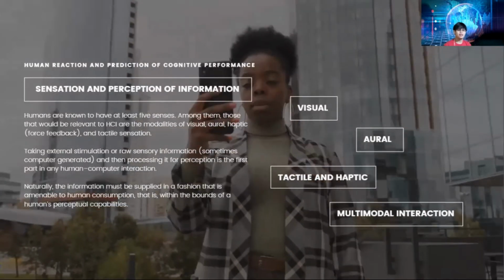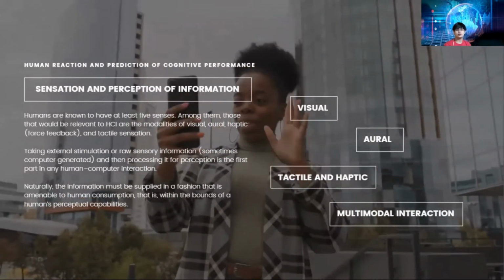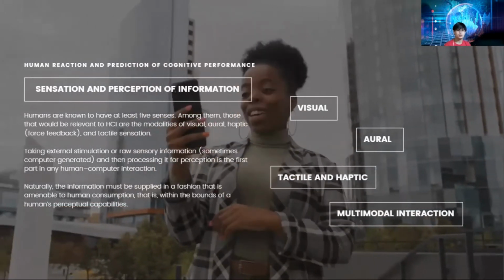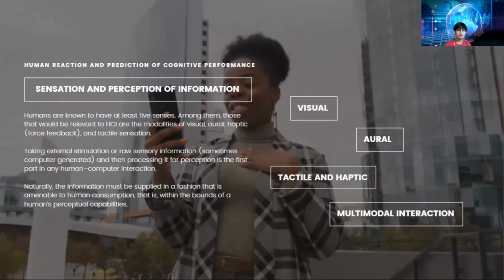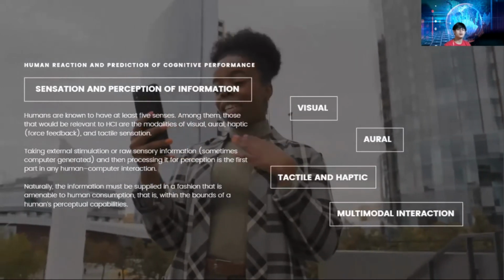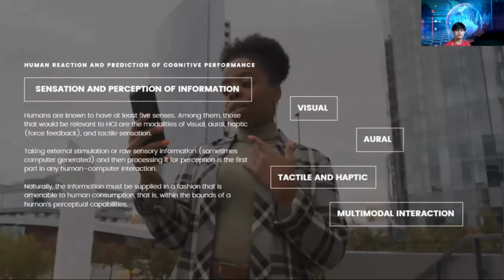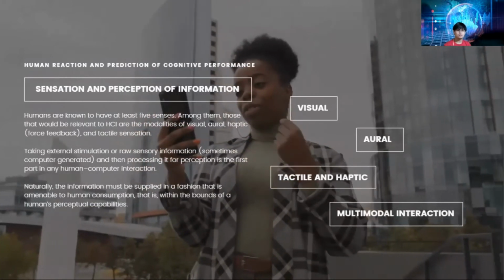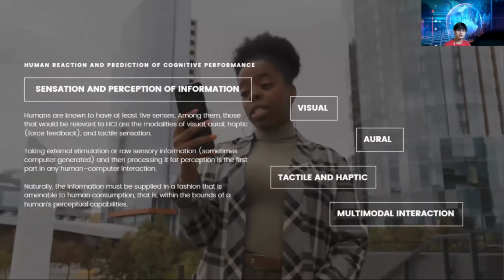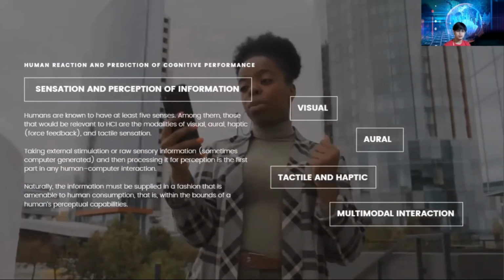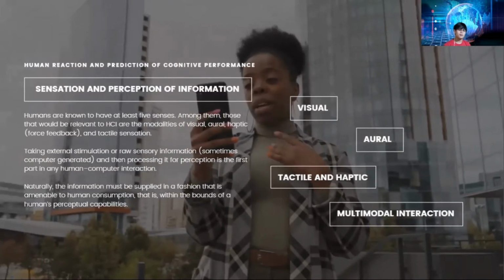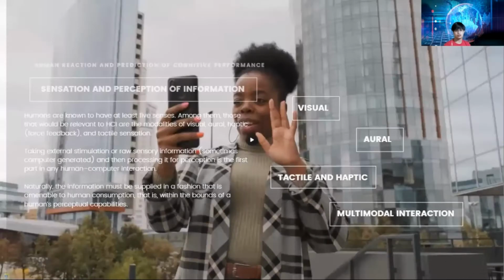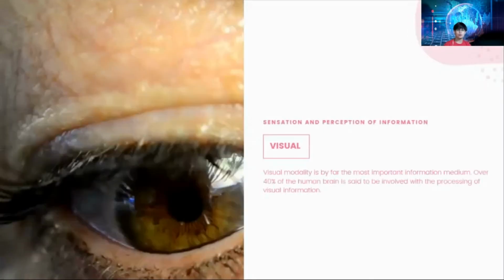Taking external stimulation or raw sensory information, sometimes computer generated, and then processing it for perception is the first part in any human-computer interaction. Naturally, the information must be supplied in a fashion that is amenable to human consumption, that is within the bounds of a human's perceptual capabilities. So let's start. We're going to go with the visual.